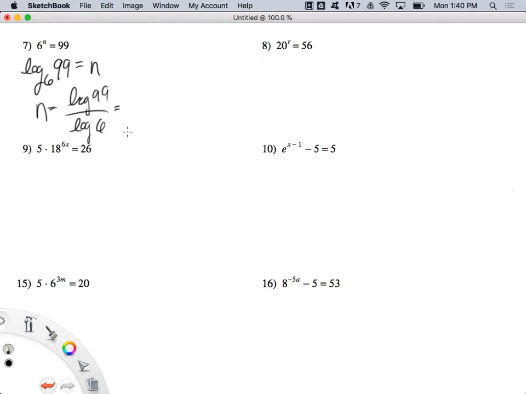If I plug in log 699, will it give me the same answer as 2.5? You can't do that in most calculators. You cannot? Wait, what's the formula for that? Okay.